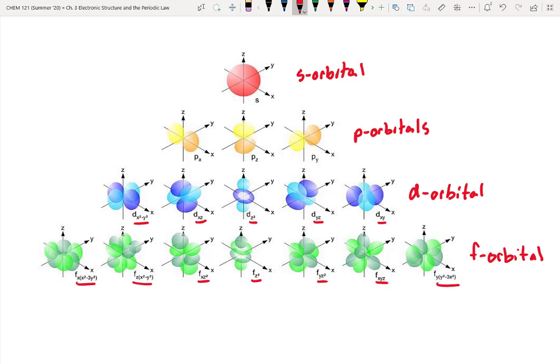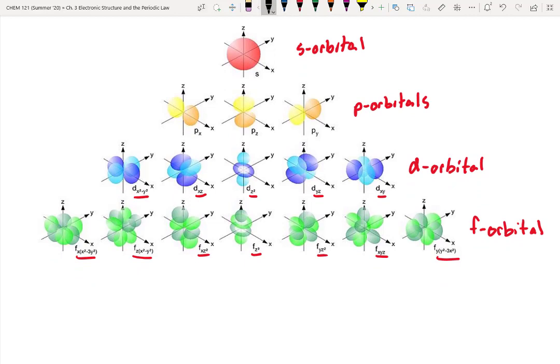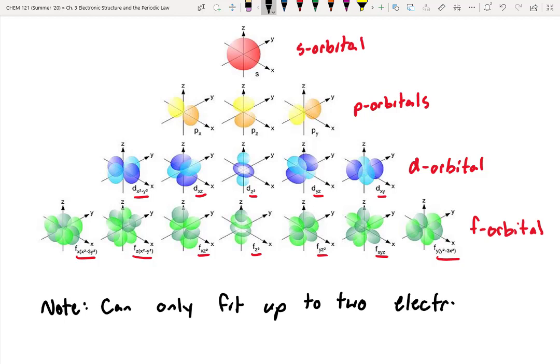All right, so I know it is a little bit confusing, but one important thing I wanted to leave you with is that you can only fit up to 2 electrons in any one of these particular orbitals. Up to 2 electrons in a given atomic orbital.